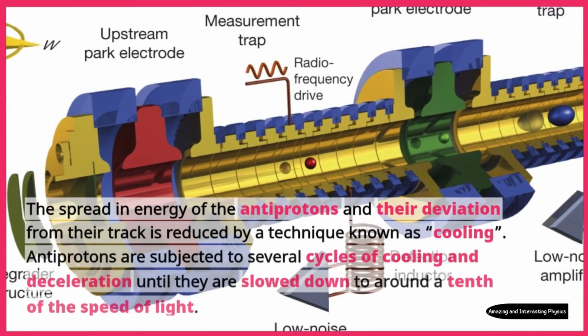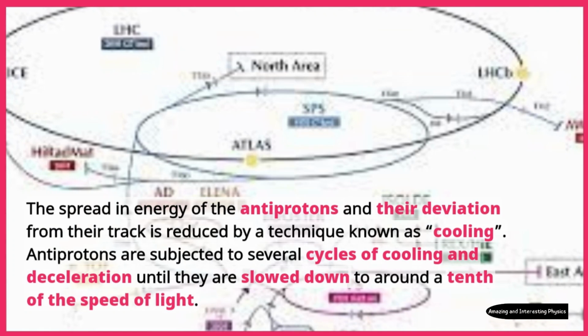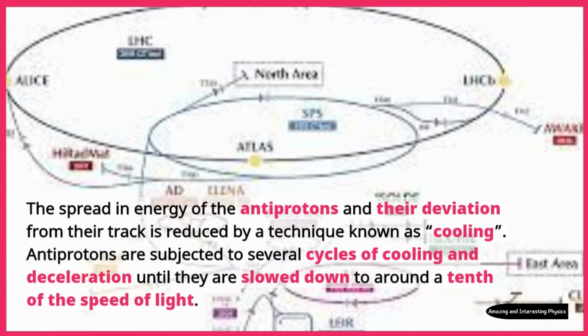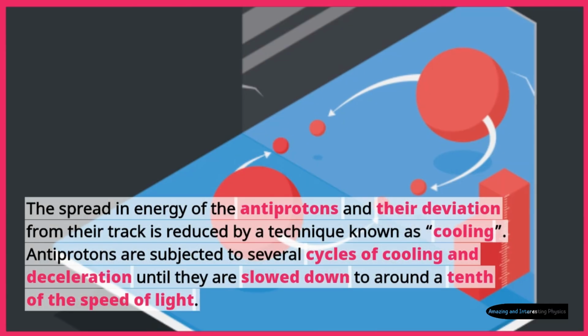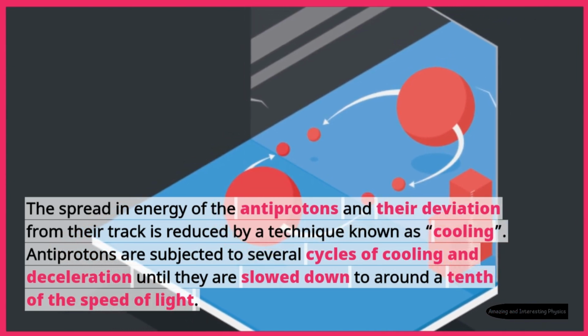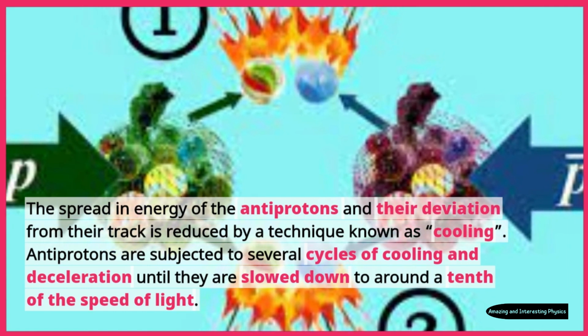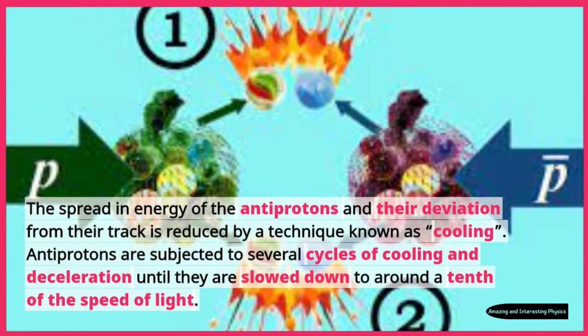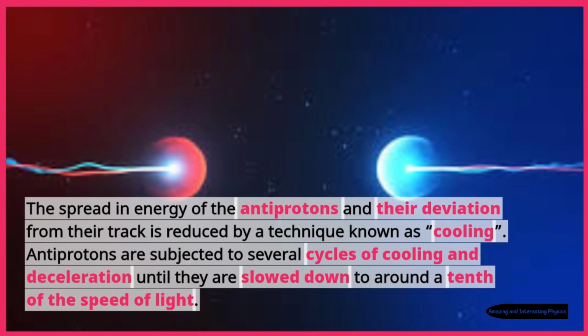The spread in energy of the antiprotons and their deviation from their track is reduced by a technique known as cooling. Antiprotons are subjected to several cycles of cooling and deceleration until they are slowed down to around a tenth of the speed of light.